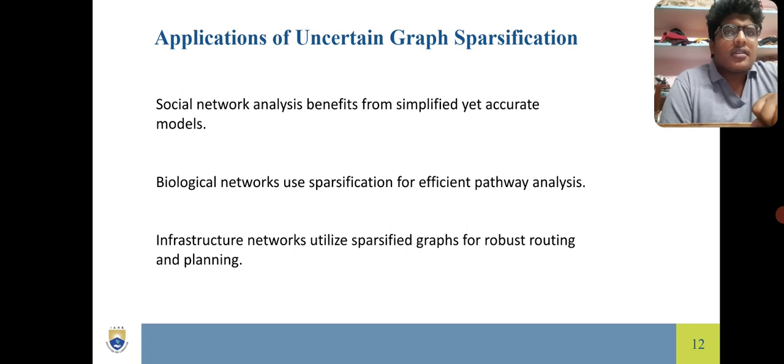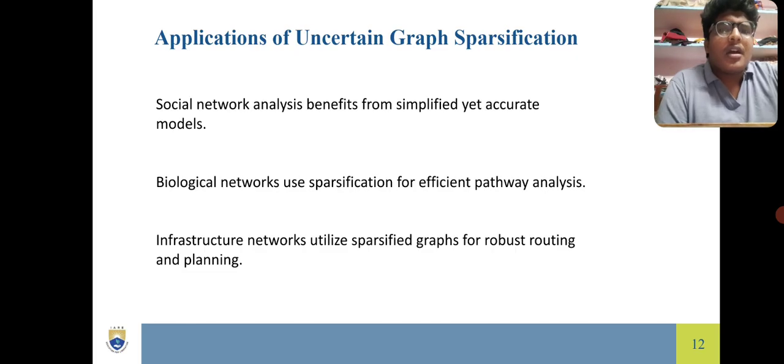Social networks: simpler but accurate analysis. Biological networks: efficient pathway study. Infrastructure networks: used for robust planning and routing. That means social networks are used for simplified yet accurate models.